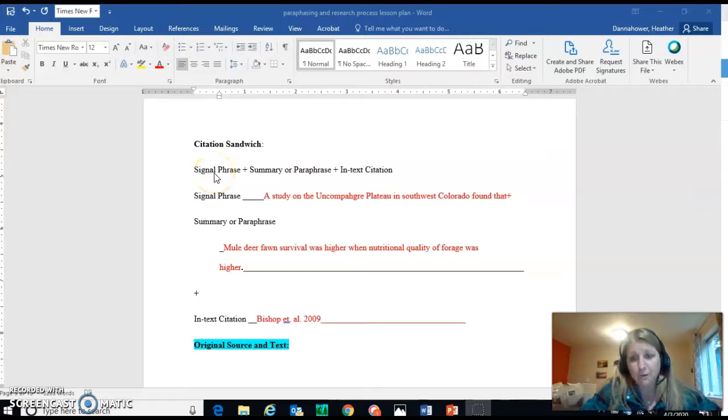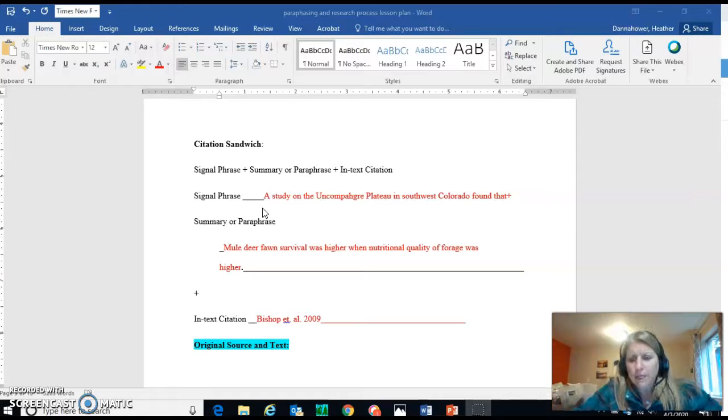There's going to be a signal phrase. Now, a signal phrase is something in your writing that says, hey, what I'm about to tell you is from this source. And so it might be something like this for this particular example. A study on the Uncompahgre Plateau in southwest Colorado found, and then you're going to move on to your summary or paraphrase, but that signal phrase says, hey, here's some information that didn't come from me, and I'm about to tell you what it is.